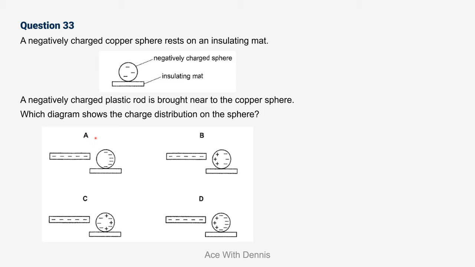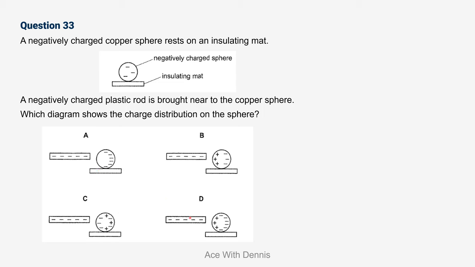As we look at option A, in the sphere, all the negative charges are gathered on the right-hand side of the sphere. For B, we have negative charge on the right-hand side and positive charge on the left-hand side, and both sides have an equal number of positive and negative charges. For C, there are some negative charges on the left-hand side and some on the right-hand side. There are also some positive charges on the right-hand side. For D, there are positive charges on the left-hand side and negative charges on the right side, and you can see that the negative charges are more than the positive charges.